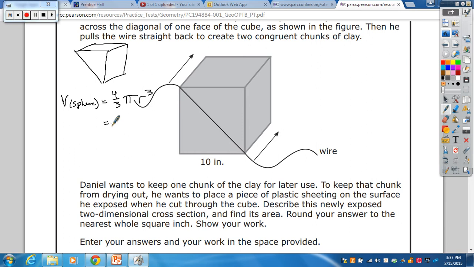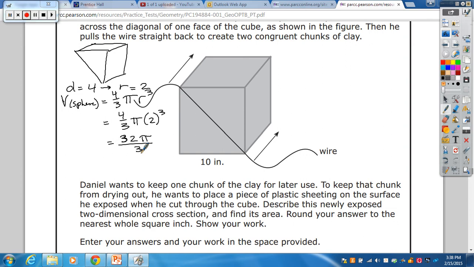So if the diameter is equal to 4, the radius is going to have to equal 2. And so I'm going to go ahead and do this. 4/3 pi 2 cubed. Now remember, what's 2 cubed? It's 2 times 2 times 2. So that's 2 times 2 is 4, times 2 is 8. I could take 8 times 4, which would be 32. So what we're really looking at is 32 pi over 3, okay? And so that's the volume of one sphere.